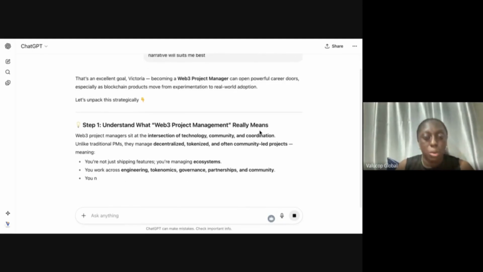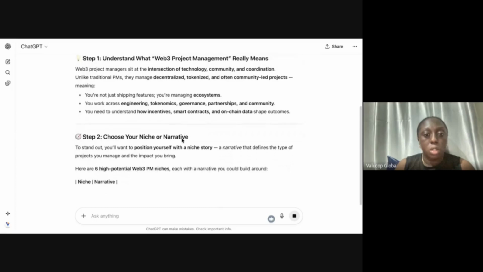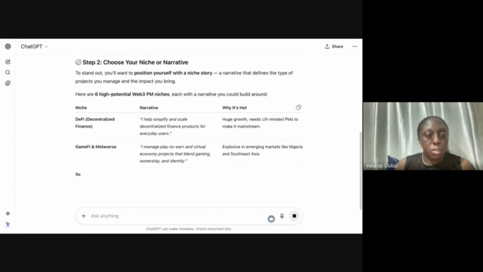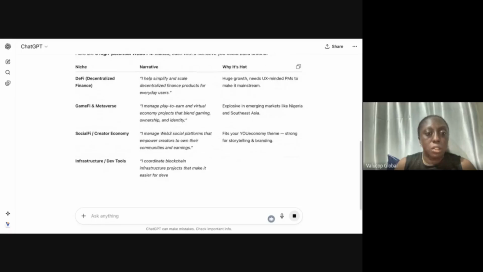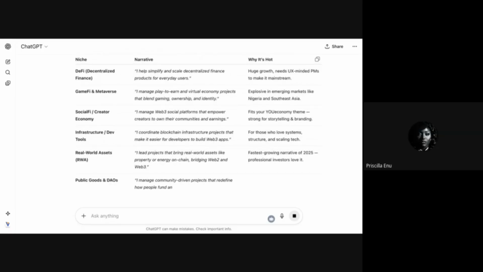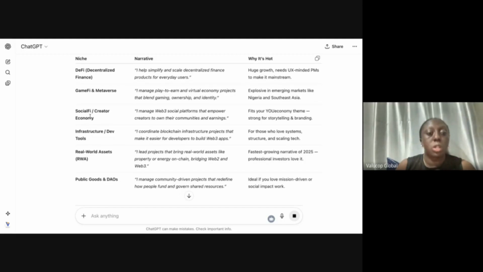So it's breaking it down for you. It just lists them out. I can see it's not very detailed, right? Though these categories are not bad. These categories are not bad at all.